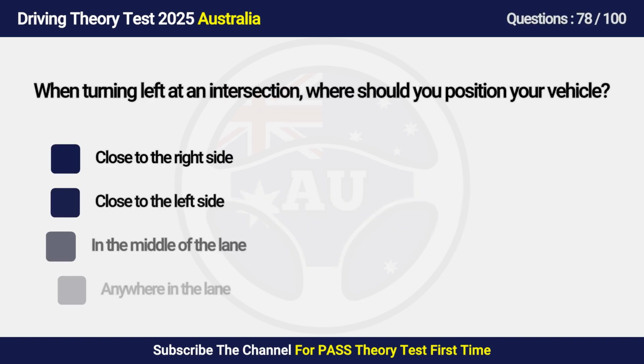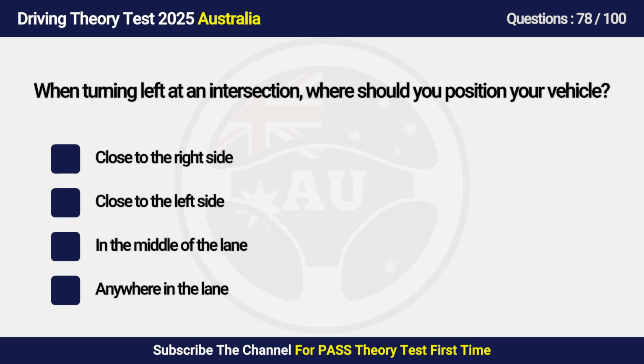Question 78. When turning left at an intersection, where should you position your vehicle? A, close to the right side. B, close to the left side. C, in the middle of the lane. D, anywhere in the lane.